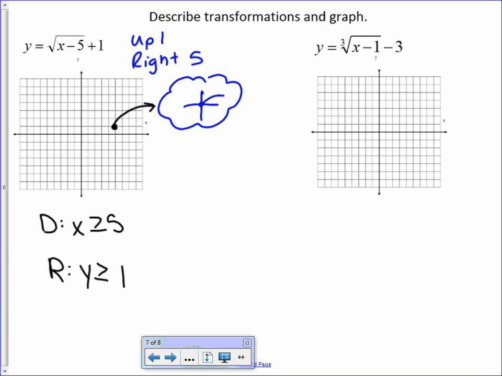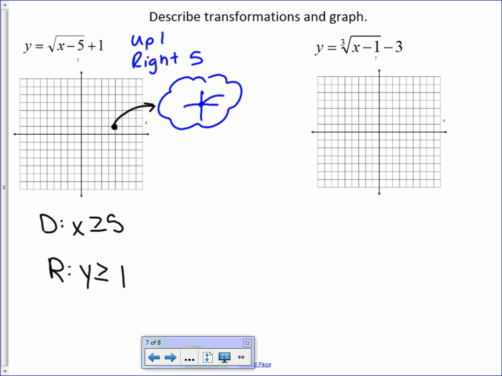Do those numbers 5 and 1 sound familiar? Yeah, they're the right-left movements and the up-down movements. So the numbers that are h and k in square roots are also included in your domain and range, because that's the new start point. Instead of 0, 0, it now starts at 5, 1. So 5 goes with domain, 1 goes with the range.